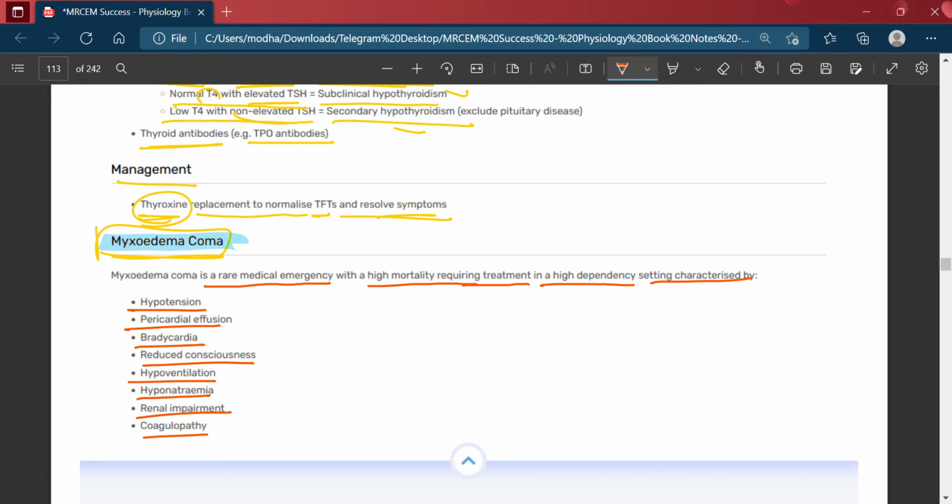Okay, decreased blood pressure, then the pericardial effusion. Then bradycardia, decreased pulse rate, pericardial effusion, then the reduced consciousness, hypoventilation, hyponatremia, renal impairment, and the coagulopathy. These are the signs of myxedema coma, so we have to treat it immediately.